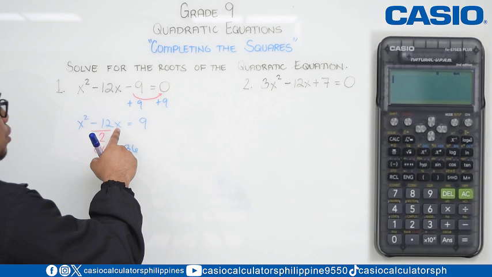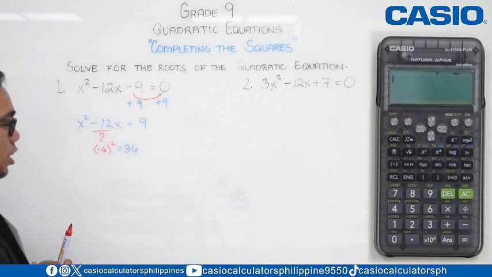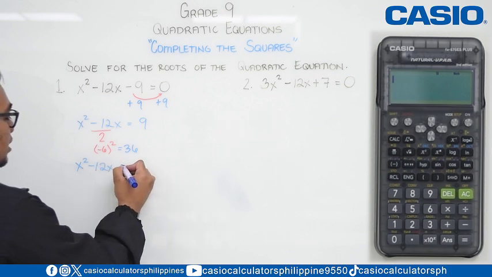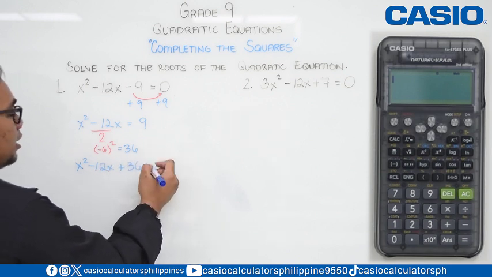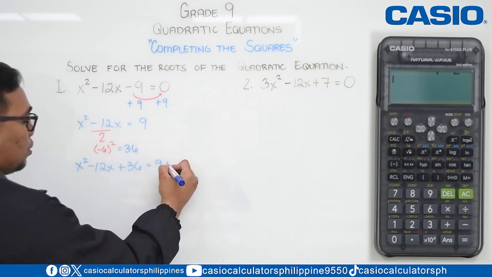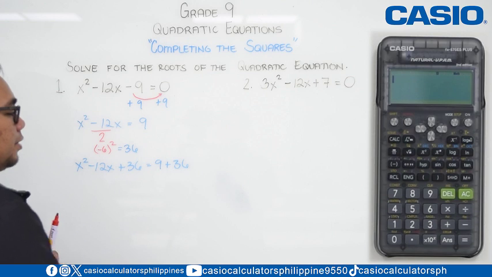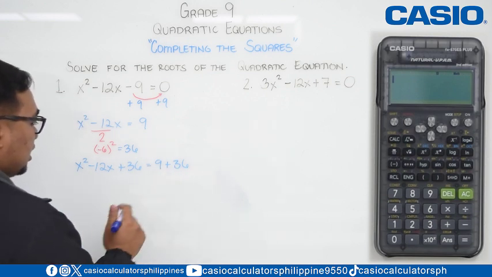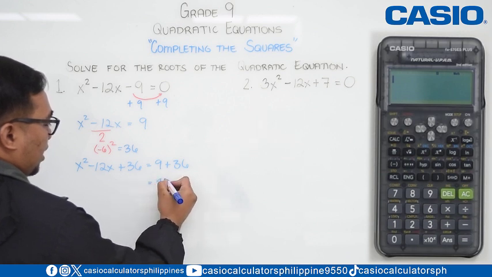and add that to both left and right side of the equation, which will give us x squared minus 12x plus 36, and in the right side of the equation, we need to add 36 also to positive 9. Now, we simplify. We have 9 plus 36 is equal to 45.